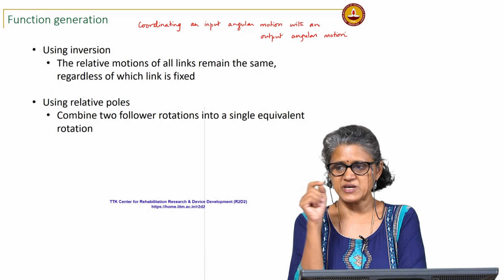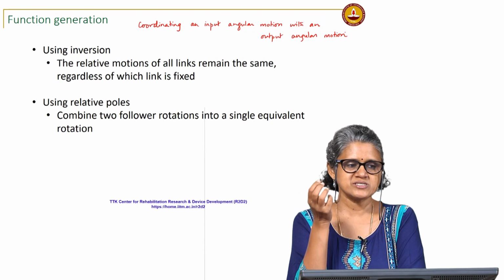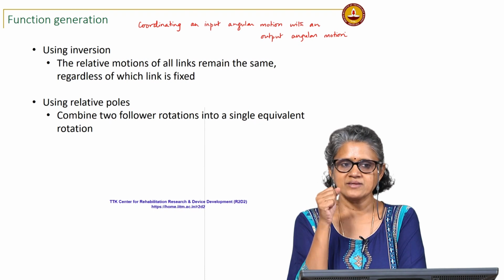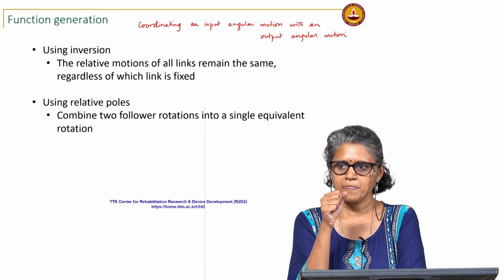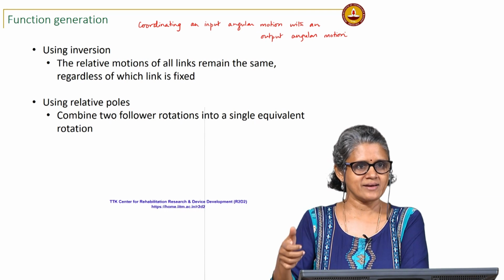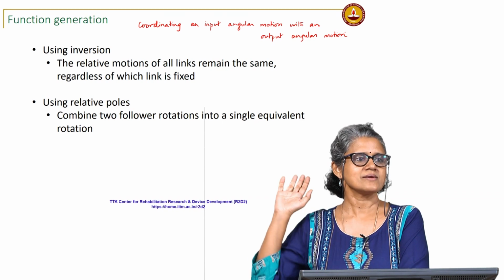So, that is a special case of function generation, but in many cases you may just want, have you all seen these recliner chairs? In that you will have a handle at the side. You move that through a certain angle, it reclines.